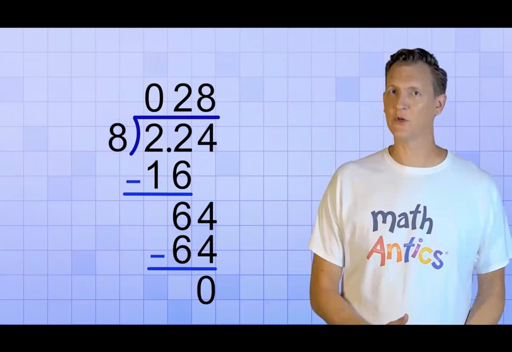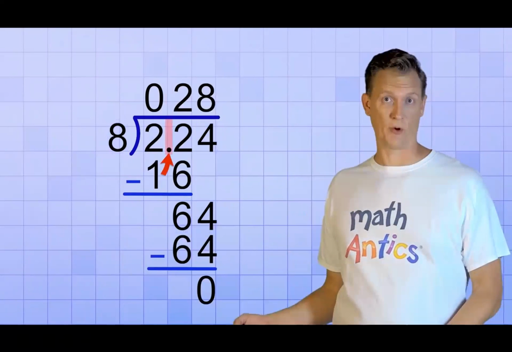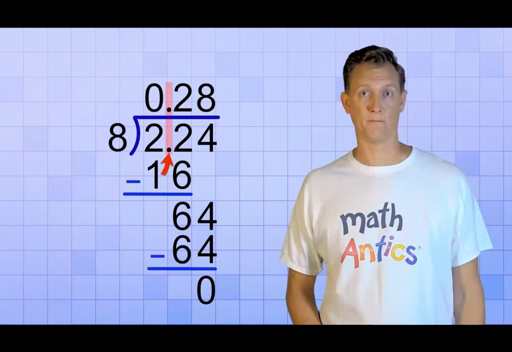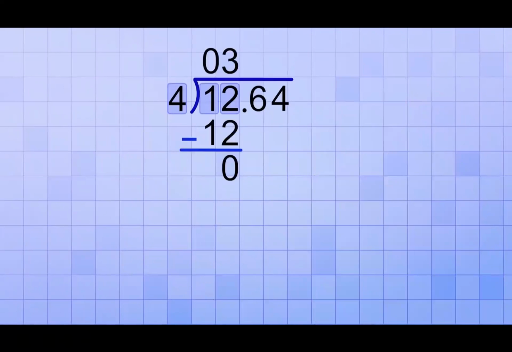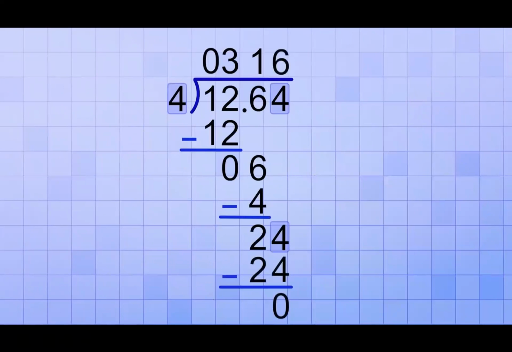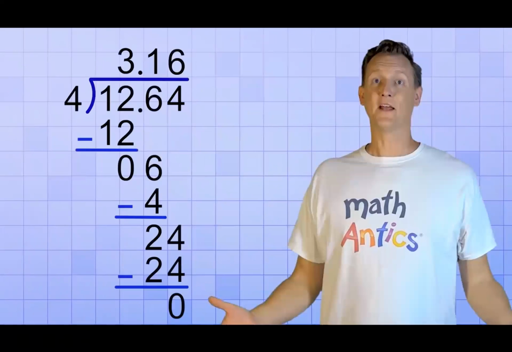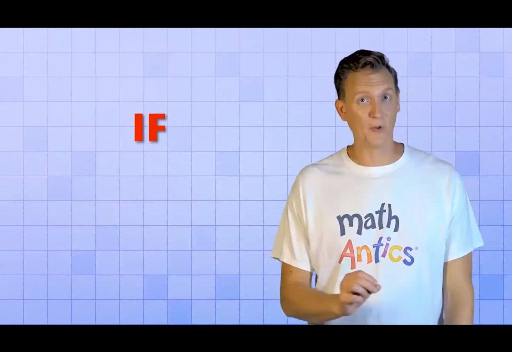You just need to make sure that you bring a copy of the decimal point up into the answer line when you're done. So, if you have the division problem, 12.64 divided by 4, you would follow the division procedure as if the decimal point was not even there, and you'd get 316 in the answer line. But then, you need to bring a copy of the decimal point straight up into the final answer, making it 3.16. That's all there is to it if it's only the dividend that's a decimal number.